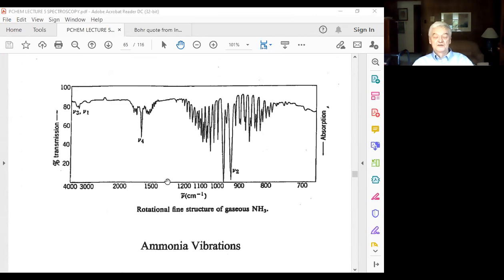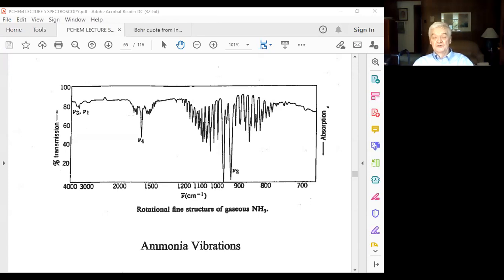A couple of features I wanted to point out here, the symmetric and anti-symmetric stretches of ammonia. You can see they're actually pretty weak. The first and third vibrations are there. This is the angle bending motion. And then this is what's called the inversion. And I'll say a little bit more about that. But notice there's rotational fine structure on the sides of these vibrations.